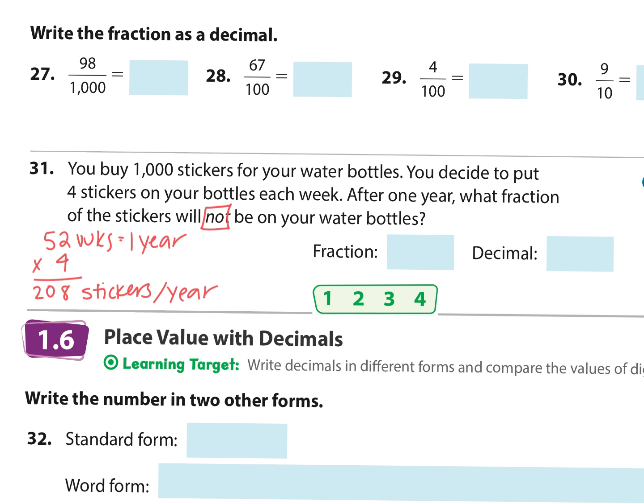But it says after 1 year, what fraction of the stickers will not be on your water bottles? So then what do I have to do? You have to subtract that from 1,000. I got to subtract 208 from 1,000. So I'm going to do my subtraction.